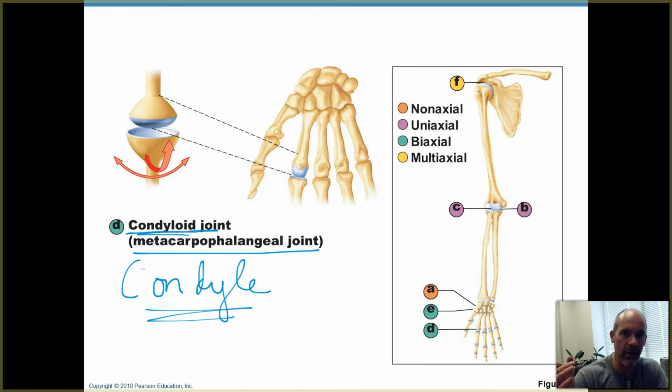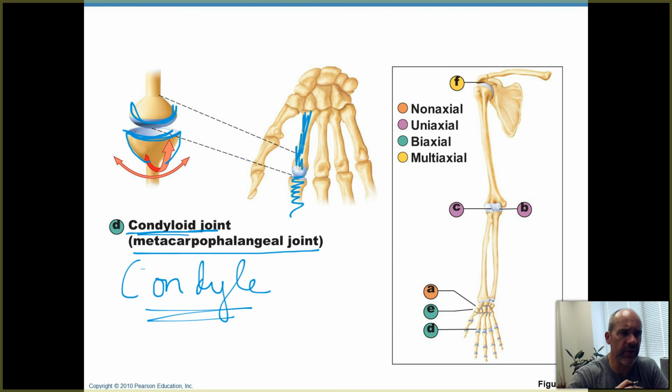Metacarpo refers to your metacarpals, and remember those are your palm bones, the bones in the palms, not finger bones. And phalangeal refers to the phalanges. So this is a joint between a metacarpal and a proximal phalange where they come together. The shape of the bones at those articular surfaces, one of them has kind of a bowl shape like you see right there, and the other has a condyle type shape, a rocker, and then they fit together.